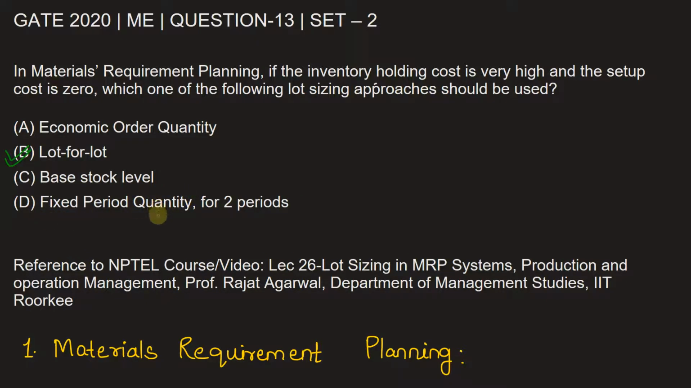So fixed period quantity approach is an approach in which either a higher or a lower quantity is ordered but only at fixed intervals. So this approach is also not good, because if the material comes before the time they are required, then the holding cost will be incurred. So the best suited approach here is option B, lot for lot approach.